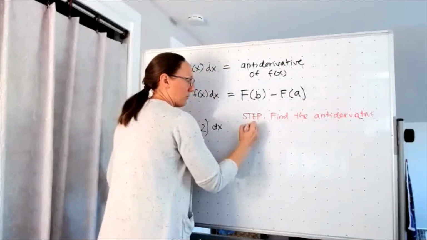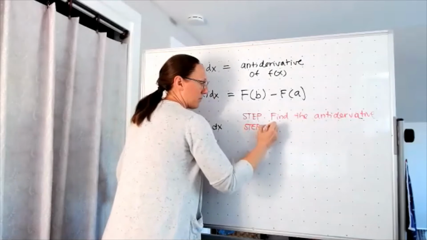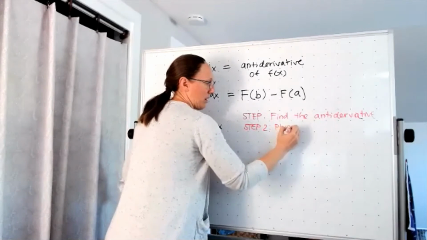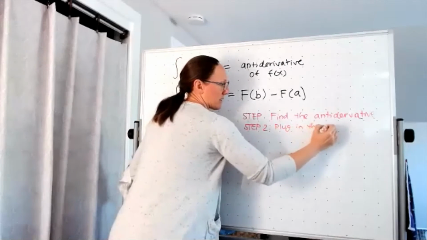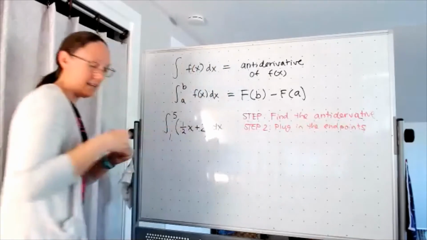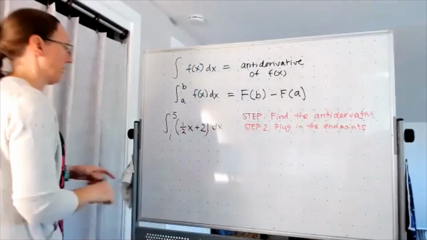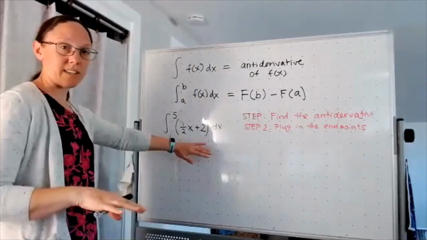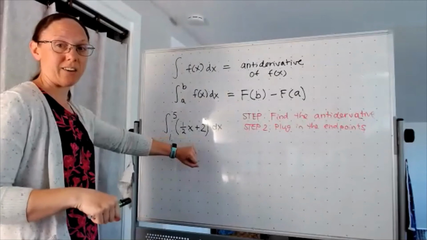And then step 2, plug in the endpoints. So let's start by finding the antiderivative. Well, this is using our section 4.6 skills.